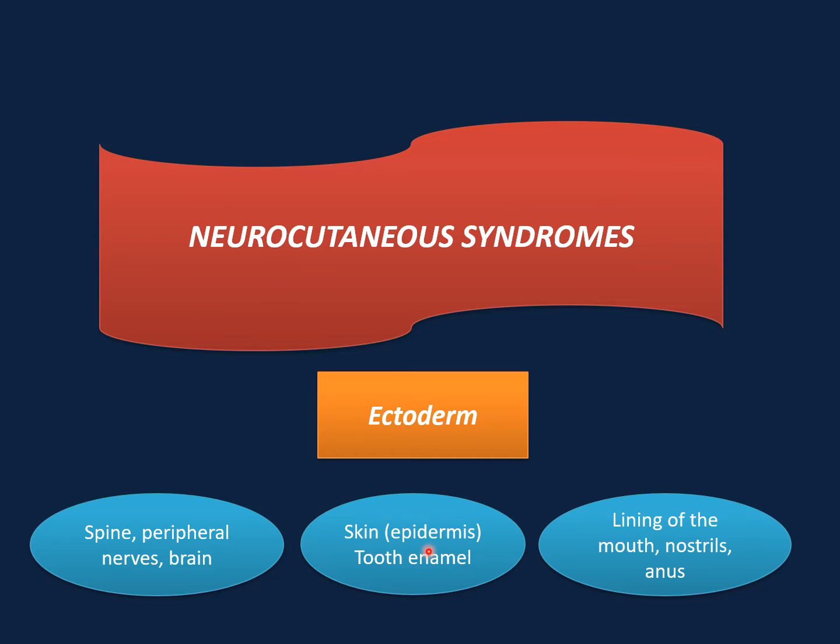Skin, the epidermis or the outer layer, and also tooth enamels, the lining of the mouth, nostrils and the anus. So there is a strong association between defects or any problem with the skin and nerve. So that's why we have neurocutaneous syndromes.